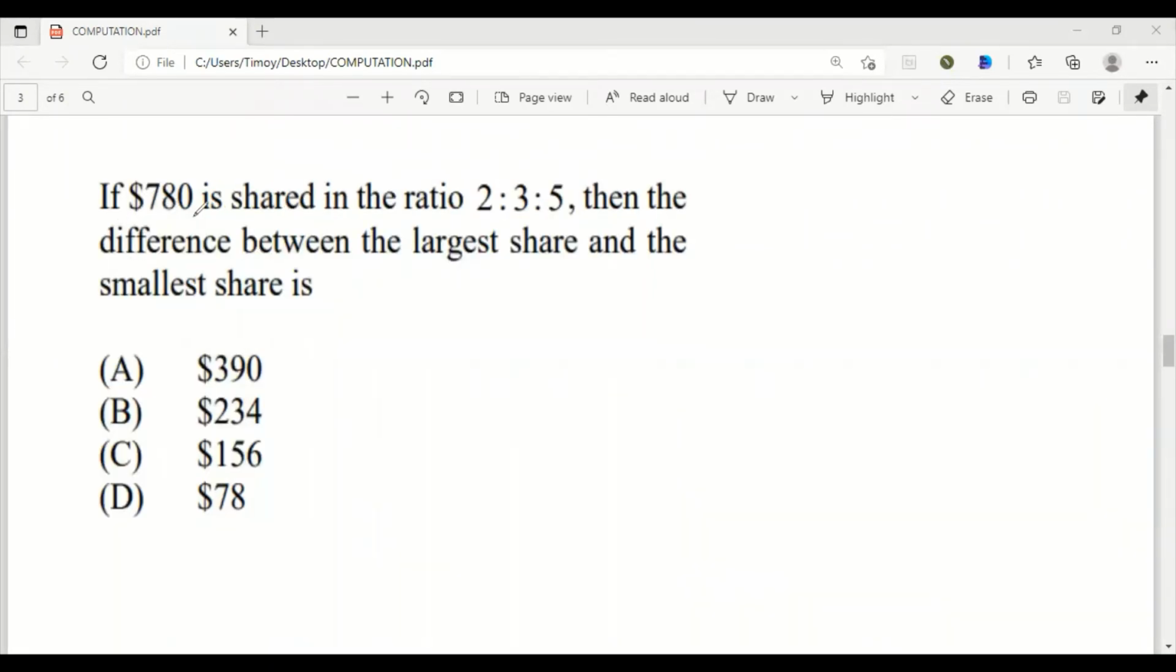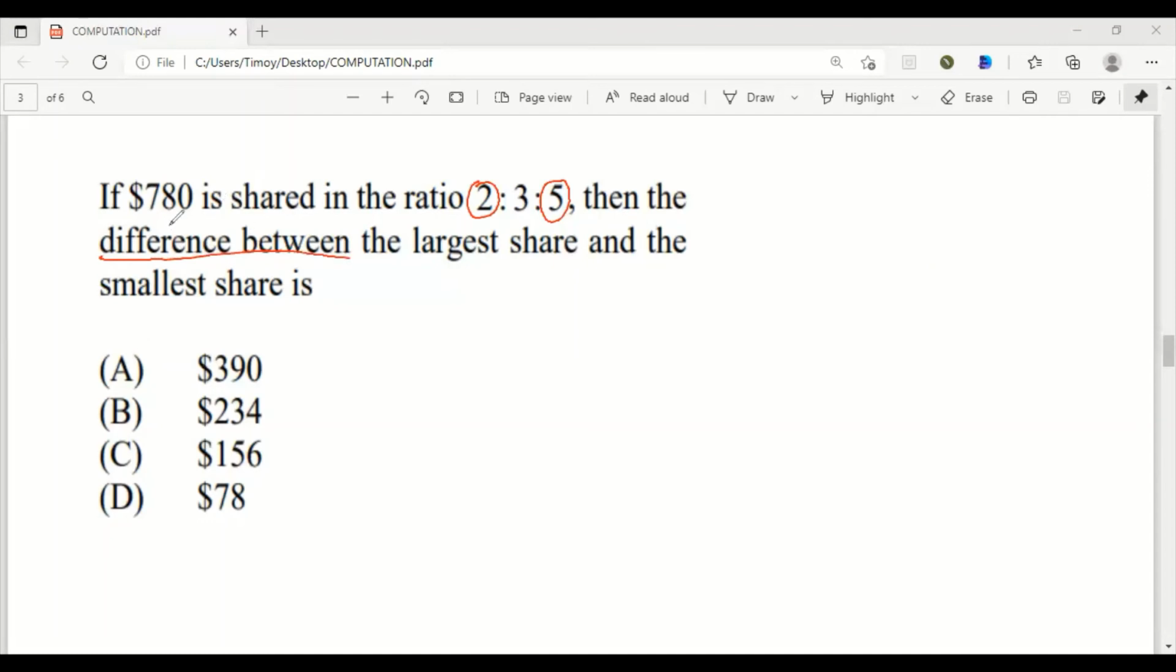If 780 is shared in a ratio of 2 to 3 to 5, then the difference between the largest share and the smallest share is? Now, what is the largest share? The largest share would be 5. What is the smallest share? The smallest share would be 2, right? So the ratio 2. Now we need to find what? The difference between both, right? So we need to find the difference between both. That's what they asked us for.